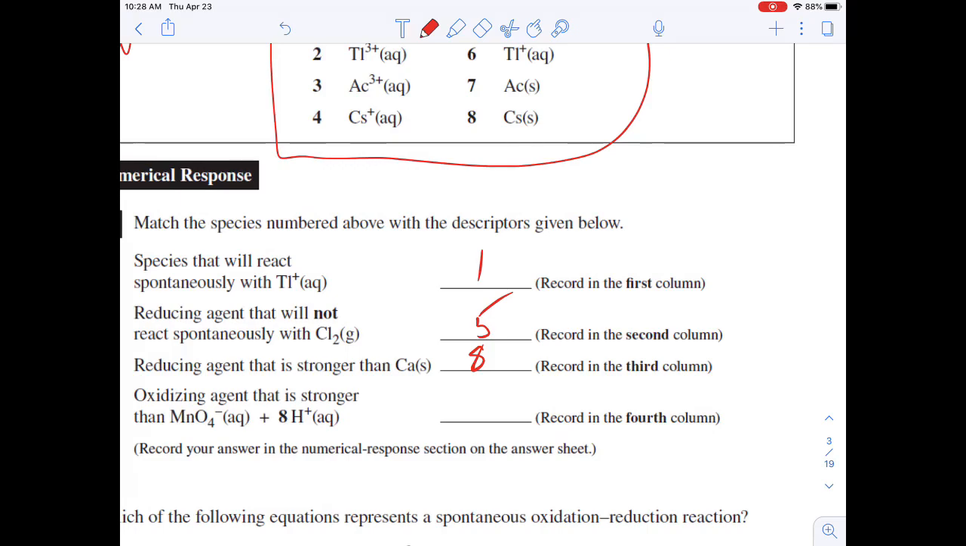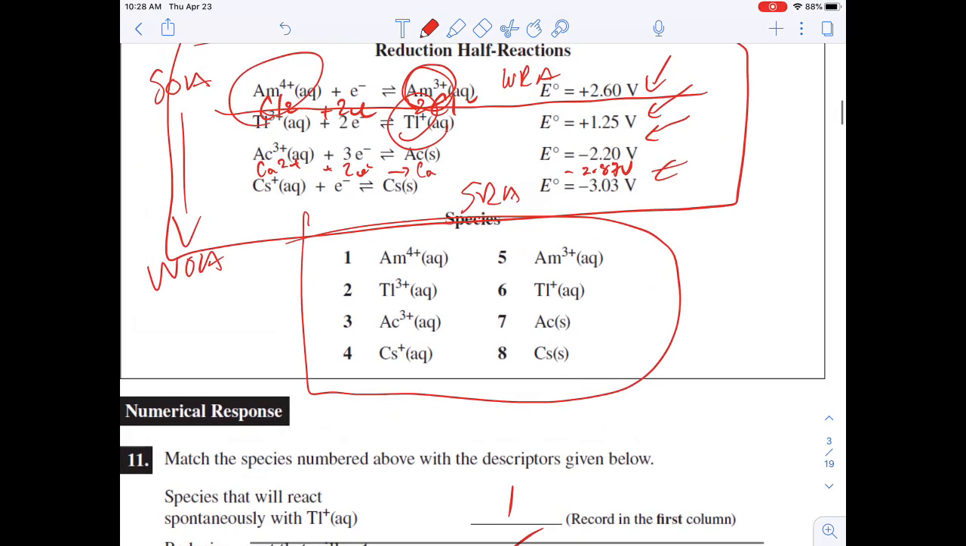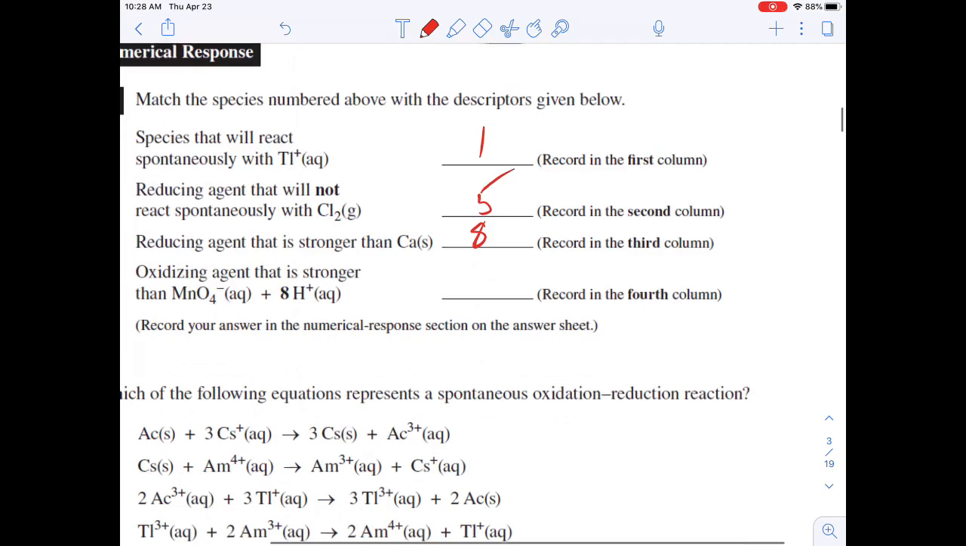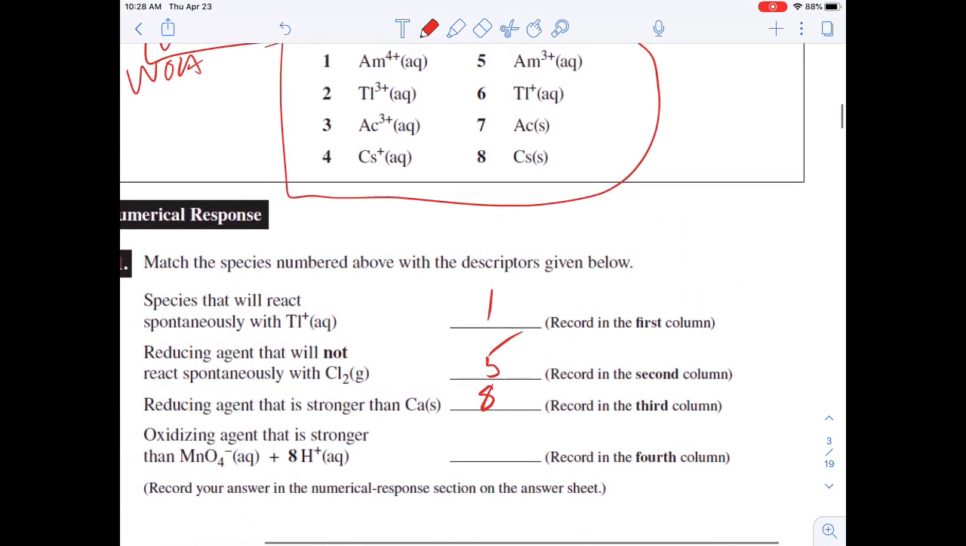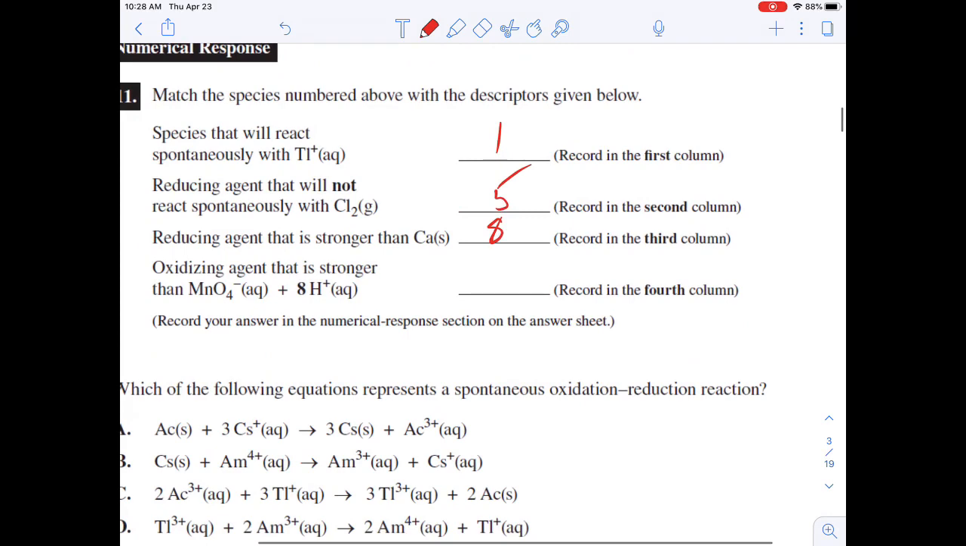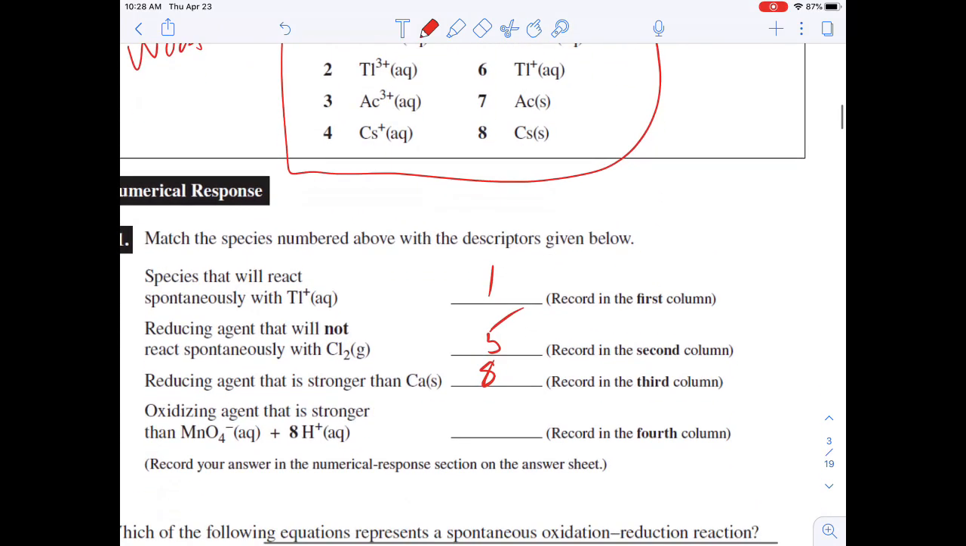An oxidizing agent that is stronger than permanganate and the acid protons. Permanganate and the acid protons are positive 1.51. So the strongest oxidizing agent here is actually stronger than it. So it's the americium again. That's how you would handle that question.